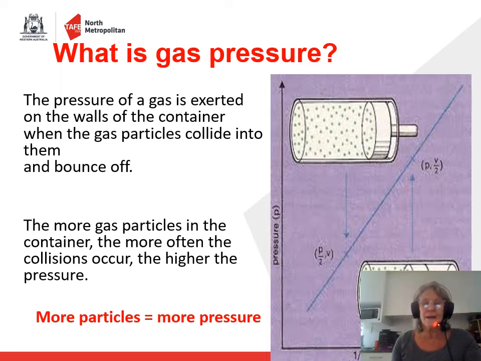So when we look at gas pressure, we look at how much pressure is being exerted on the walls of the container that is holding the gas. So the more particles you have inside the container, the more pressure we'll be able to measure on the sides of the container. Now, why are we measuring on the sides of the container?